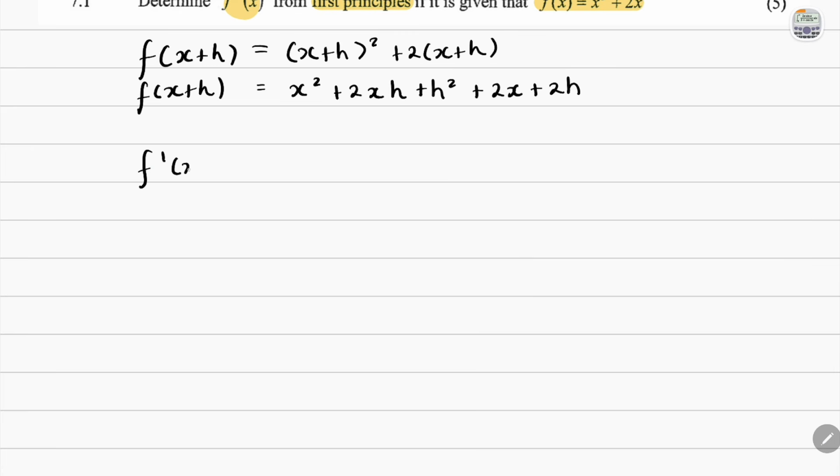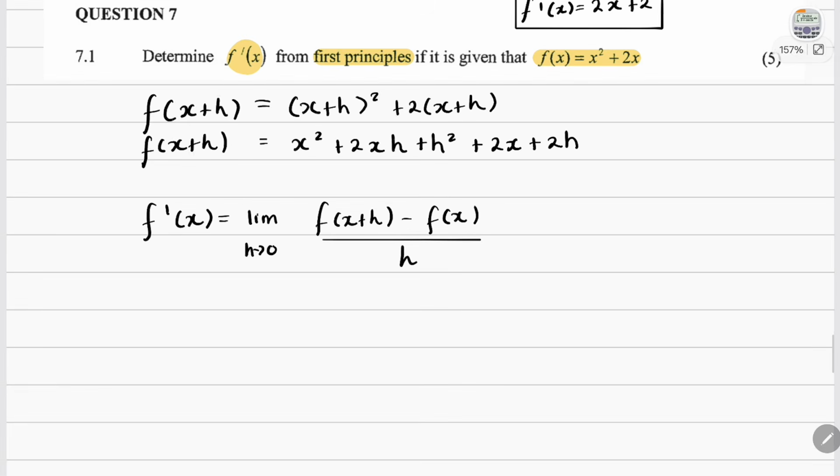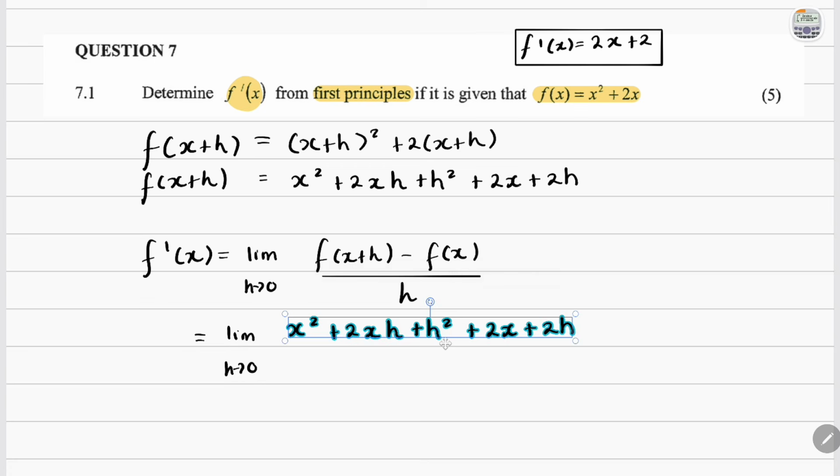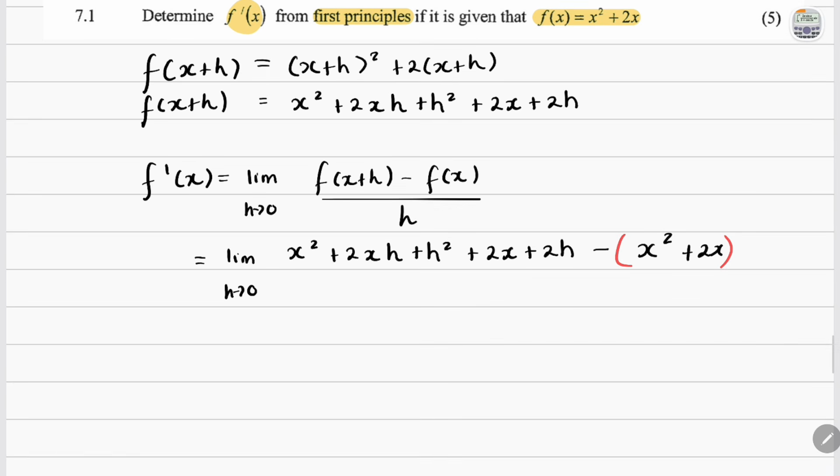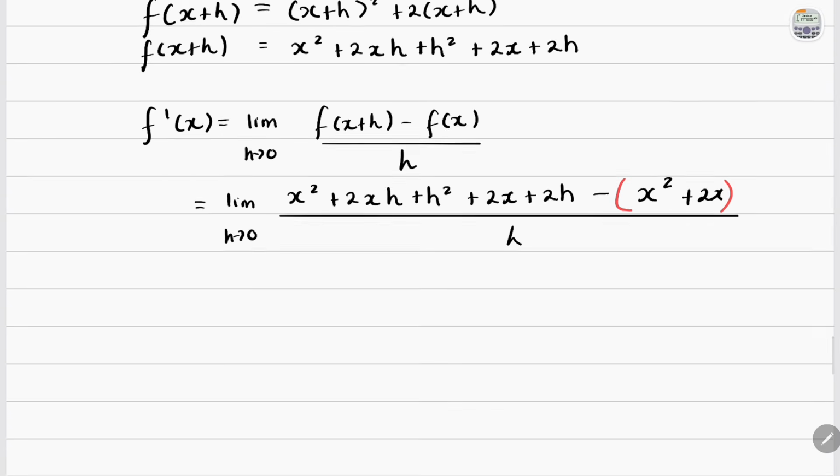And now we can go ahead and write down our formula. So this is f prime of x is equal to the limit as h approaches 0, and then we have f of x plus h minus f of x, and then all over the h. Okay, so we substitute now, we say the limit as h approaches 0, and then you're just going to take all of this and then put it in. And you see how we are subtracting by something that has more than one term. So you're going to use brackets to ensure that that negative applies to both terms. Okay, so x squared plus 2x all over h, and then distribute.